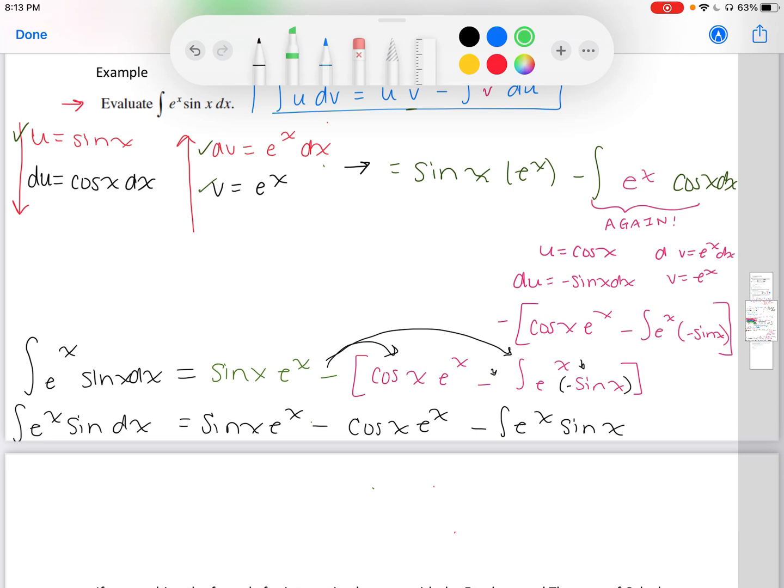But notice that the integral of e to the x sine x dx and the integral of e to the x sine x dx is repeated. And we have an equation. Equations are super powerful. So we can go ahead, and even though it seems kind of odd, we can go ahead and add that term to the other side to get rid of it. Let's go ahead and add the integral of e to the x sine x dx to both sides.